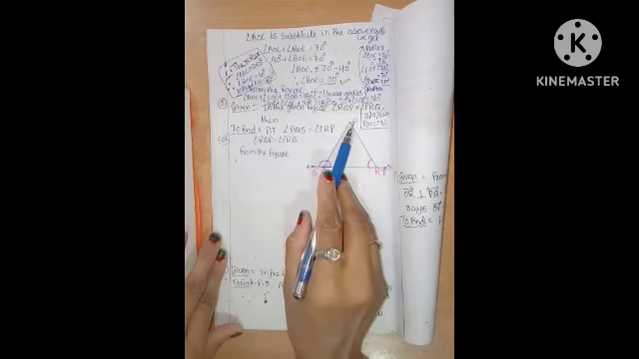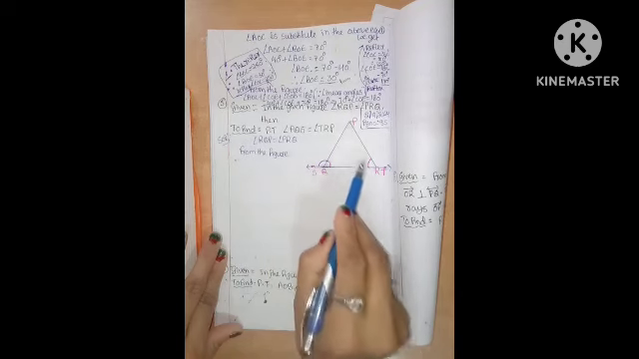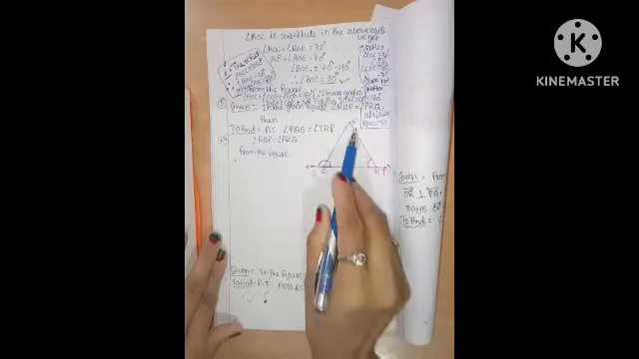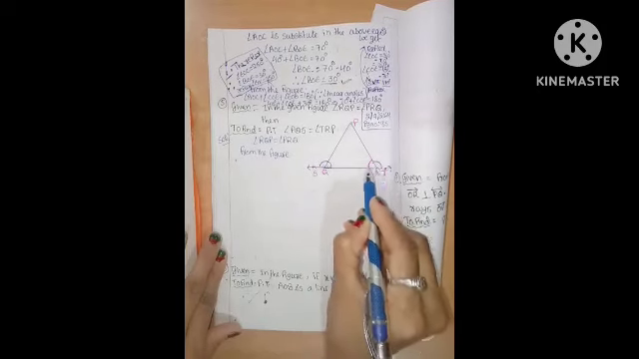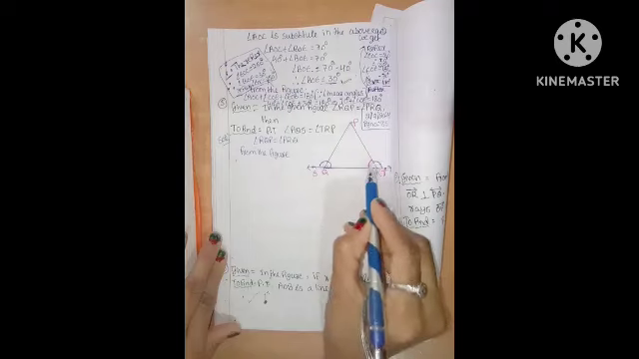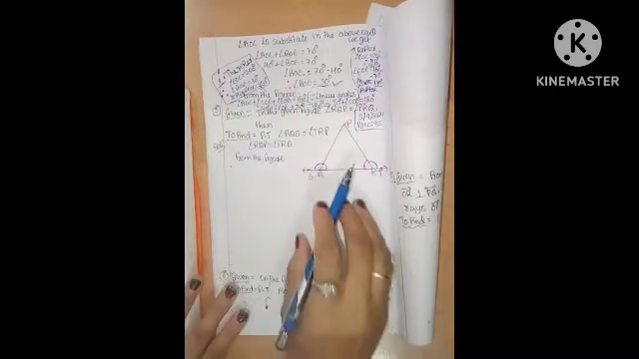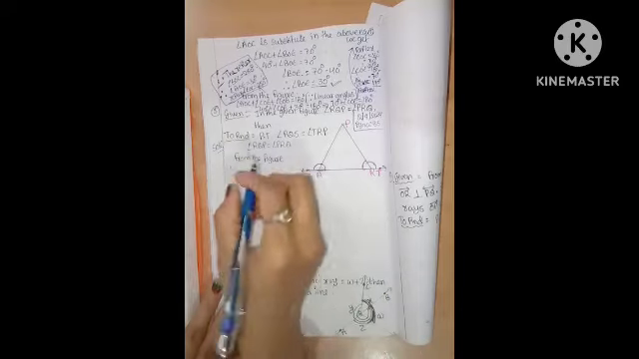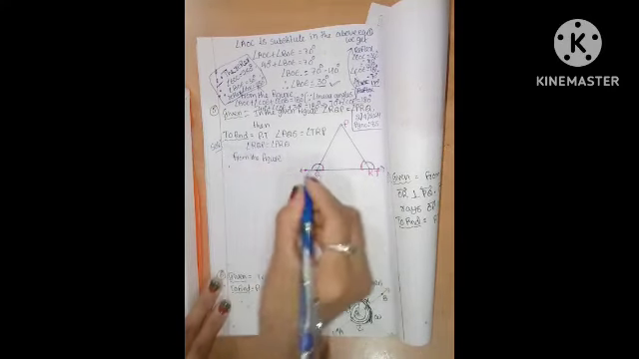Next one is angle PRQ plus angle PRT. These two are linear pairs and adjacent angles. The sum of these two linear pairs is equal to 180 degrees.